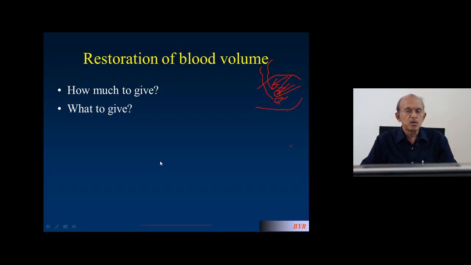But the patient is losing blood volume. So our intention will be to keep up the blood volume. Though the hemoglobin percentage falls to 7.5 grams percent, there is no harm as long as blood volume is maintained at 5 liters. So our aim will be to restore the volume. It is not that because blood is lost, we have to give blood. That is not the principle. Restore the blood volume. So how much to give and what to give?